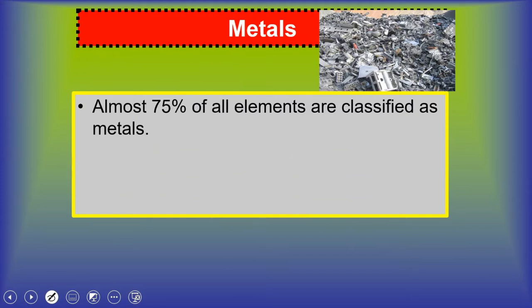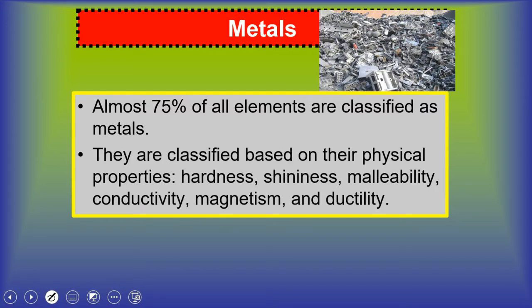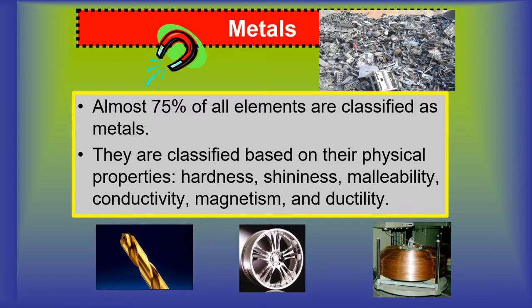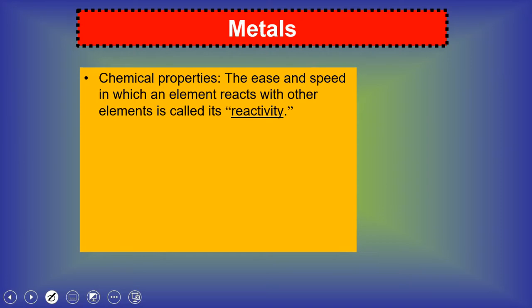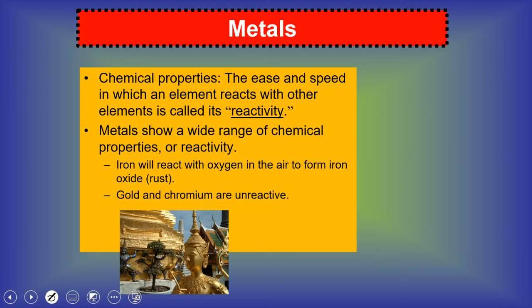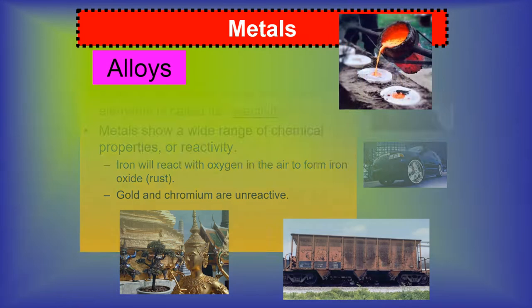Almost 75% of all elements are classified as metals. Basically the left side of the periodic table is metals. They're classified based on their physical properties: hardness, shininess, malleability, conductivity, magnetism, and ductility. Chemical properties: the ease and speed with which an element reacts with other elements is called reactivity. Metals show a wide range of chemical properties. Iron will react with oxygen, and then you've got gold and chromium that are unreactive. So they have a wide range of properties here.